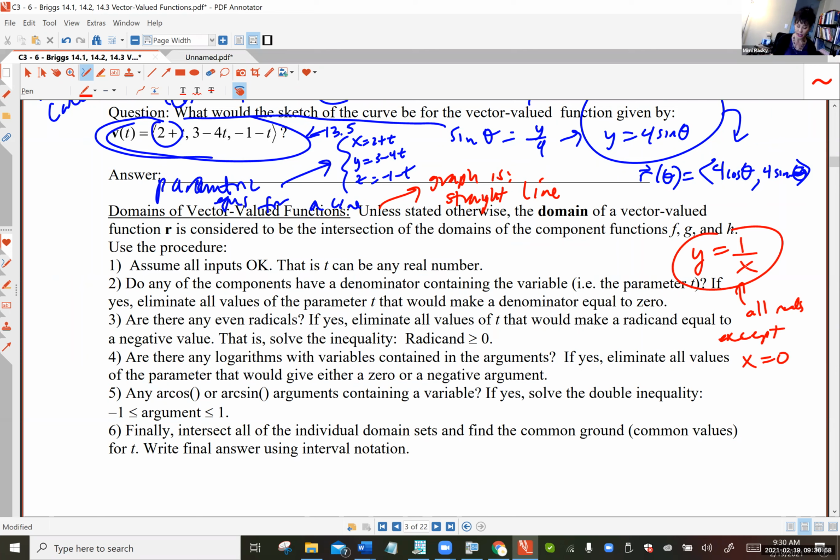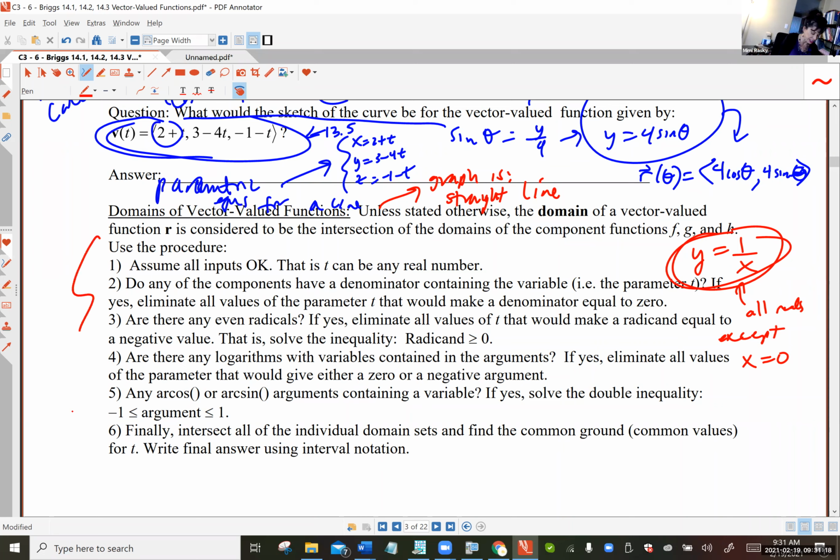So you guys know how to find domains for regular functions of a single variable, I hope, because you did that. So we're just going to jack it up on steroids now. All of those same rules apply, except you're now going to have to worry about satisfying all of the components of your vector valued function. And that means you're going to have to take the intersection of sets.